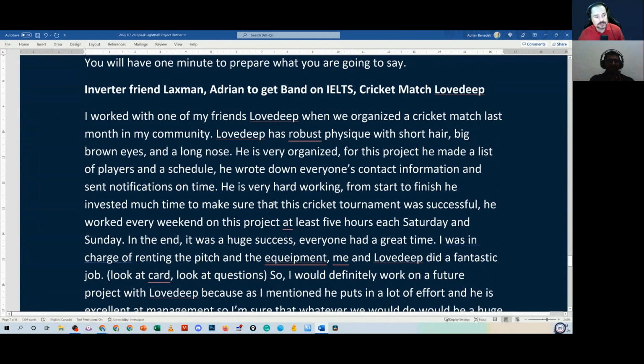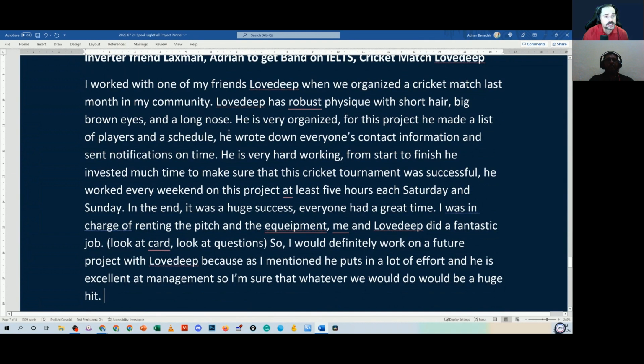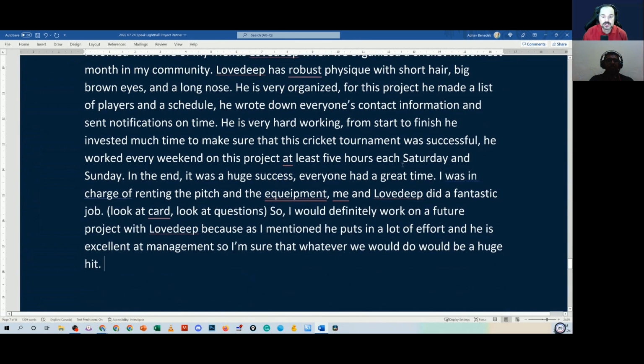I'm going to read it, and then I'll give you a chance. I'll start you off. So I worked with one of my friends, Love Deep, when we organized a cricket match last month in my community. Love Deep has a robust physique with short hair, big brown eyes, and a long nose. And he is very organized. For this project, he made a list of players and a schedule. He wrote down everyone's contact information and sent notifications on time. He is very hardworking. From start to finish, he invested much time to make sure that this cricket tournament was successful. He worked every weekend on this project, at least 5 hours each Saturday and Sunday. And in the end, it was a huge success.